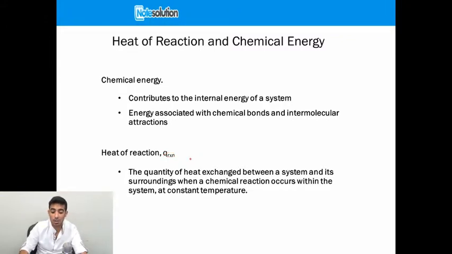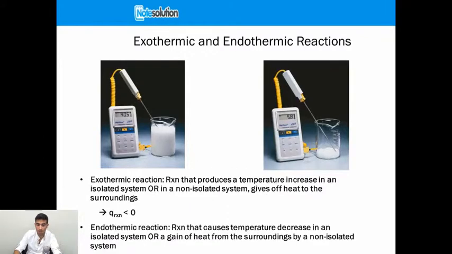Heat of reaction is the quantity of heat exchanged between a system and its surroundings when a chemical reaction occurs within a system at constant temperature. So it's just the quantity of heat, but related to the quantity of heat exchanged between a system and its surroundings when a chemical reaction is occurring.